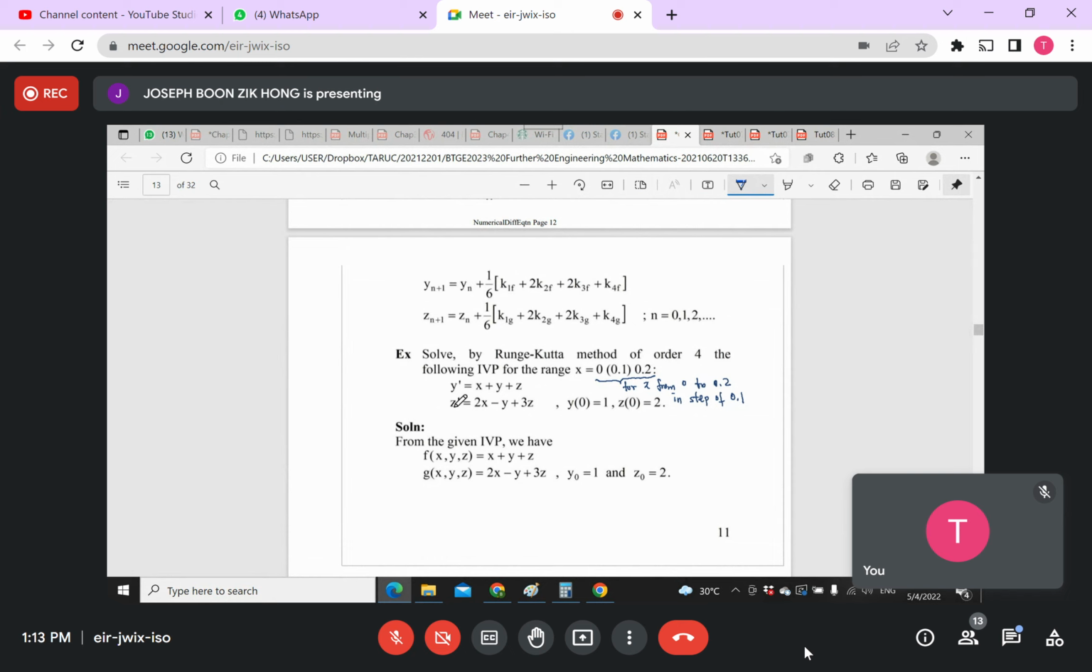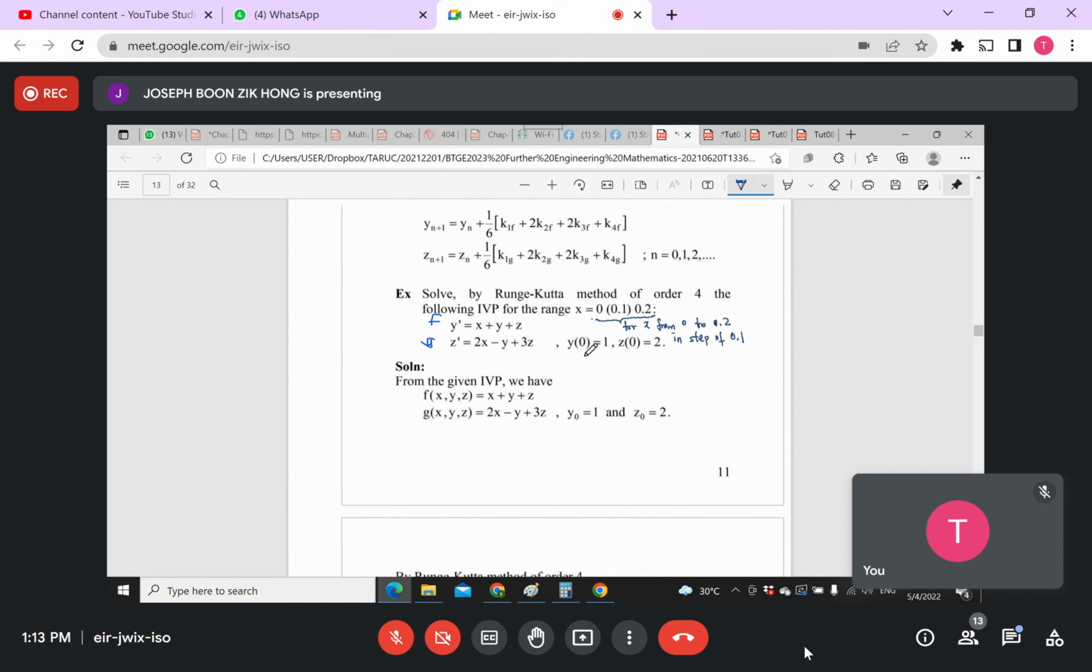So now have a look. Your x is 0 until 0.2, and the step is 0.1. So that means 2 steps only: 0.1, 0.2. You need to calculate the K1, K2, K3, K4 for 0 and then 0.1 and then done already. Because we know that to do this one you have to double the work. So this one is a function of f, this one is a function of g. We are given y0 is 1, z0 is 2.